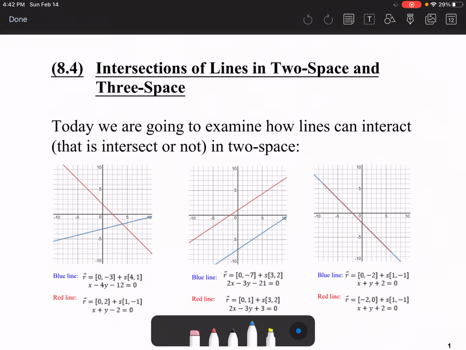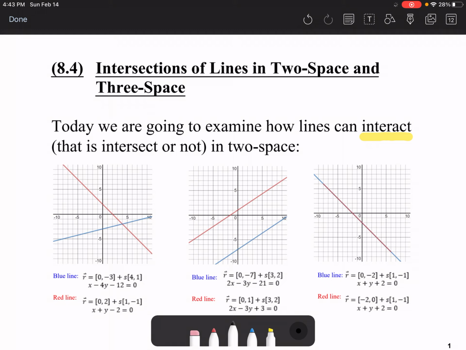Hello and welcome to lesson 8.4, intersections of lines in 2 space and 3 space. So today we're going to examine how lines interact, and I'm going to use the term interact instead of intersect in 2 space. The reason why I use the term interact is because sometimes it doesn't actually intersect, and therefore it could be misleading that way. But please realize the textbook does use the word intersect, and that might not mean they actually intersect.